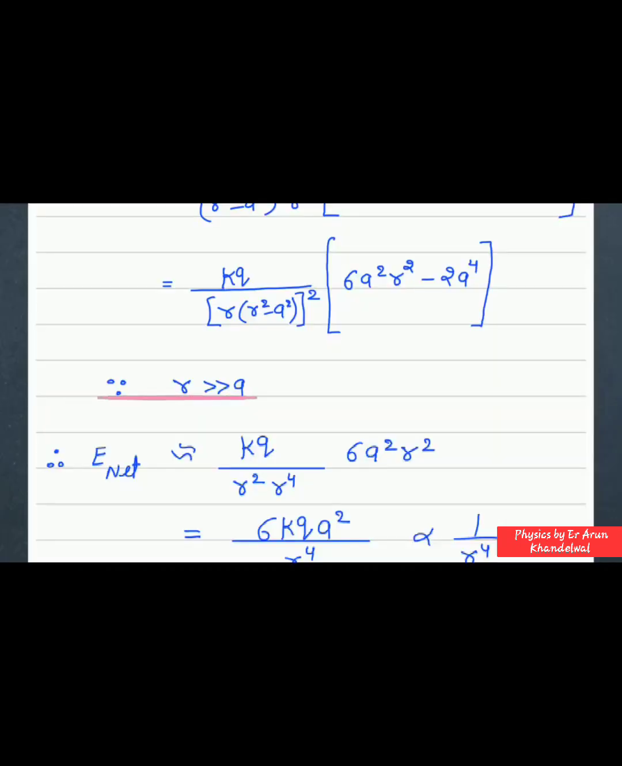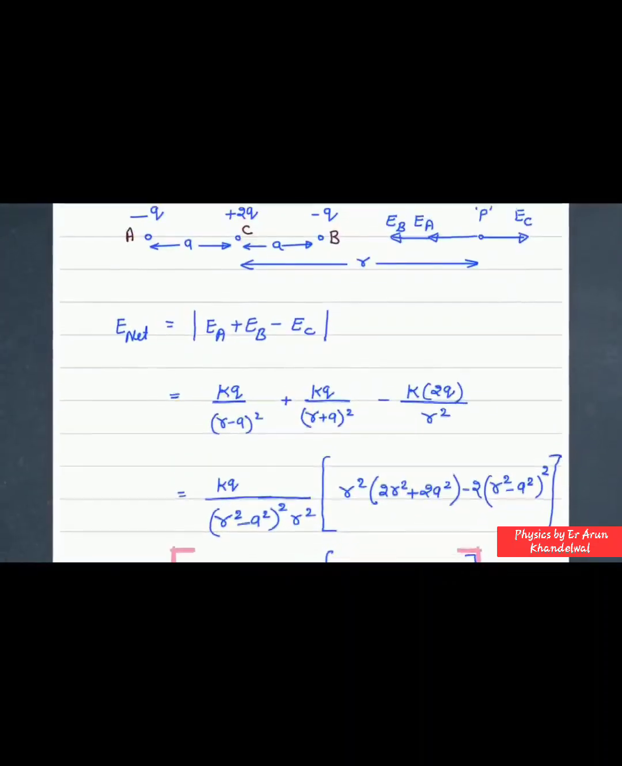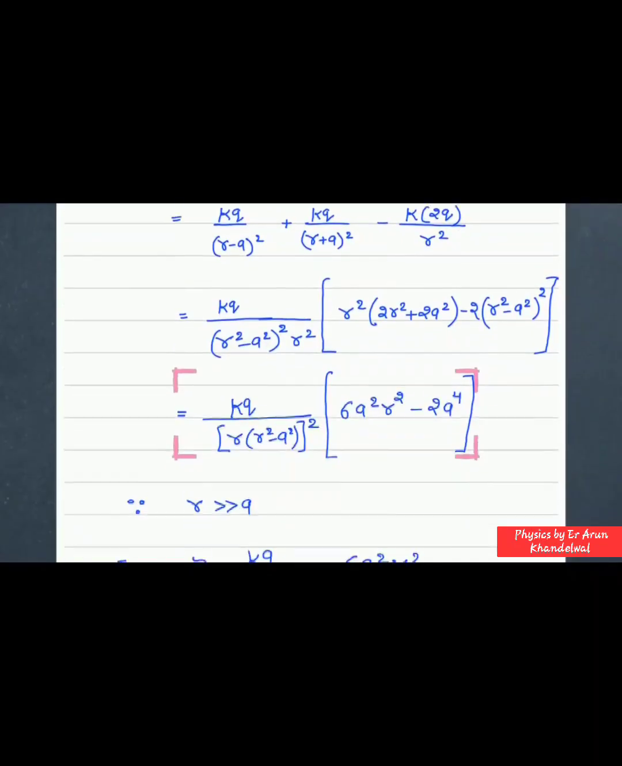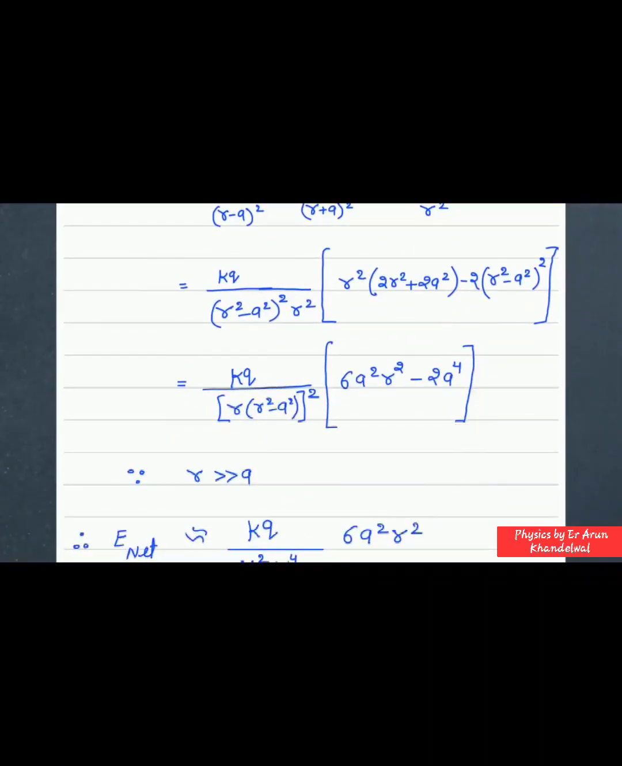Now we apply the far field condition. This notation, r is much greater than a, means point P is so far away that the tiny gap between the local charges becomes almost invisible. Pause the video right here. Look at the fraction above. If a is incredibly small compared to r, what terms can you confidently throw away? Give it a try.